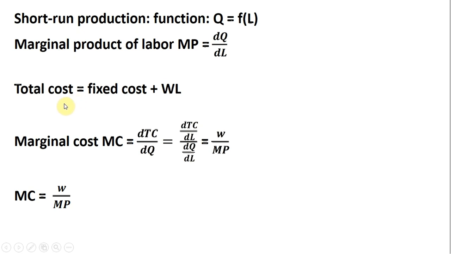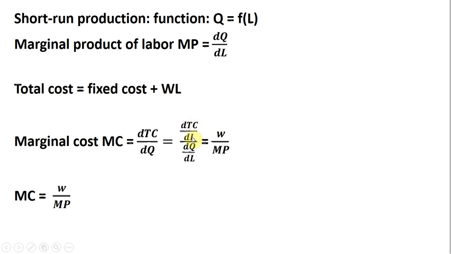The firm has total cost composed of the fixed cost plus variable cost. Variable cost is the wage W times L units of labor. Marginal cost MC would be the derivative of the total cost equation with respect to the firm's output. So what we can do here is divide the numerator and the denominator by dL. So you get something like this. So algebraically this is okay.